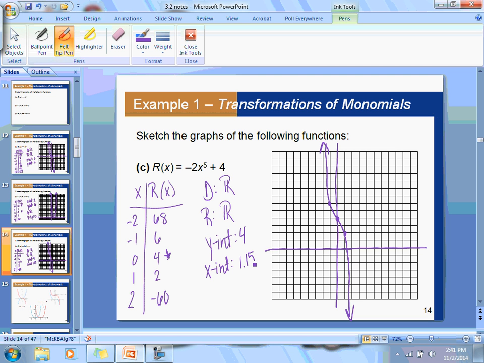Remember, the other way to find it algebraically is if you're trying to find your x-intercept, plug 0 in for y, or in this case, plug it in for r of x. So you would have 0 equals negative 2x to the 5th plus 4, and you would solve that. So you would subtract the 4 over, divide by the negative 2, so you'd have 2 equals x to the 5th, and then you'd have to take the 5th root of that. So you want the 5th root of 2, and that should get you 1.15.